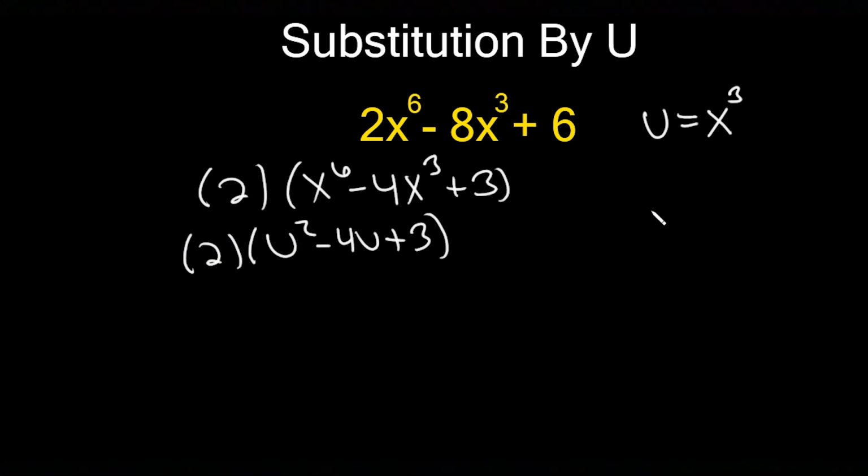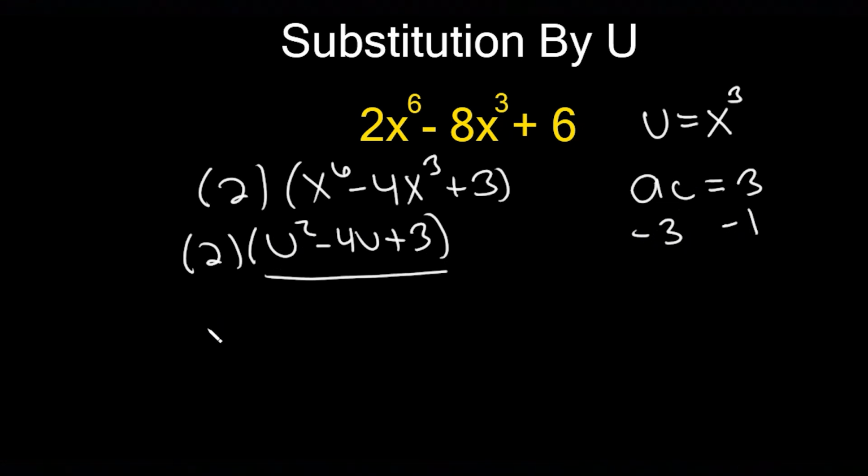And then again, we're going to do the AC method here. So a times c, again, I'm working on this quadratic here, I get 1 times 3, that will give me 3. And now I need two numbers that multiply to give me 3, but add up to negative 4. That's going to be negative 3 and negative 1. And since a is equal to 1, I can go ahead and put it right in factored form.